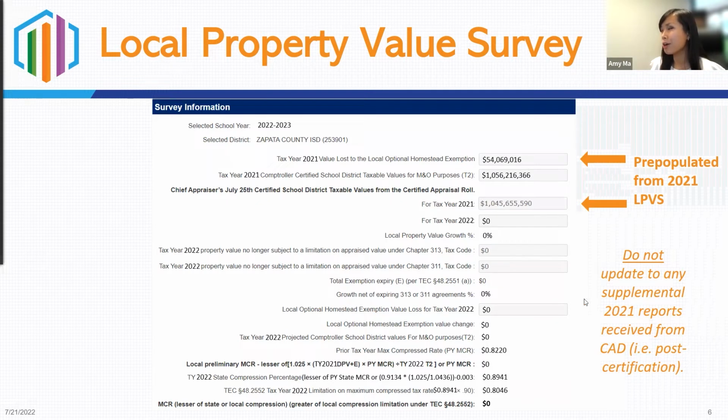And another big note is when your district is entering these July 25th certified values, or for 2021, do not update it with any supplements. TA just wants to compare the July 25th value to the July 25th value.